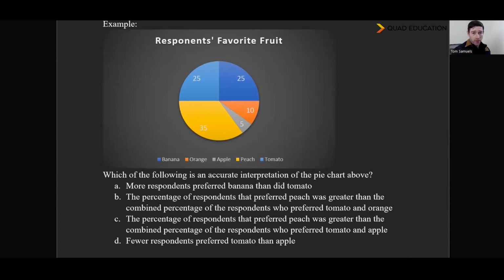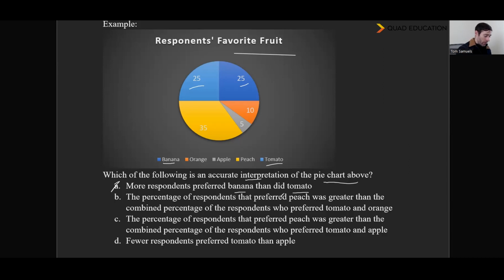So before I start talking, just go ahead and see if you can do it yourself. Here's this graph about people's favorite fruits, and the question asks which of the following is an accurate interpretation of the pie chart above. I was a little cheeky here. I included tomato as a fruit because it technically is. The first choice says more respondents preferred banana than did tomato. That's pretty clear: banana is 25 and tomato is 25, the same thing. So no. The next says the percentage of respondents that preferred peach was greater than the combined percentage of respondents who preferred tomato and orange. Ooh, that's quite a bit.